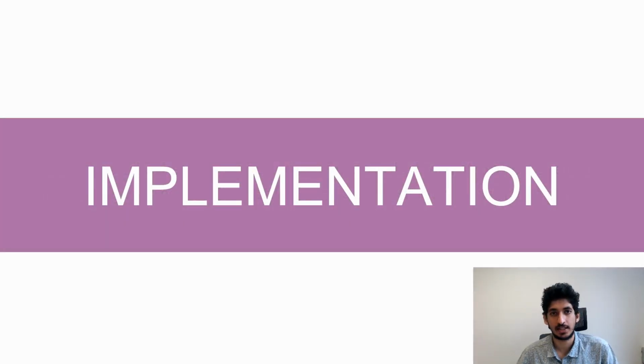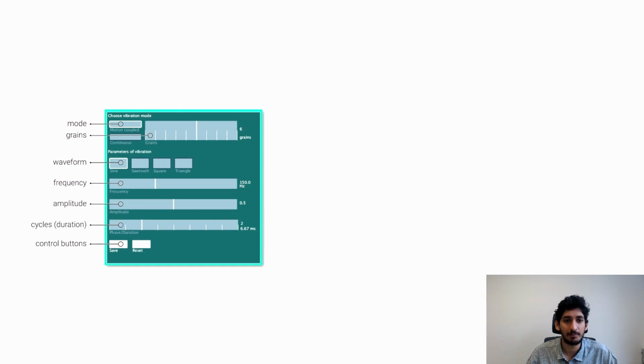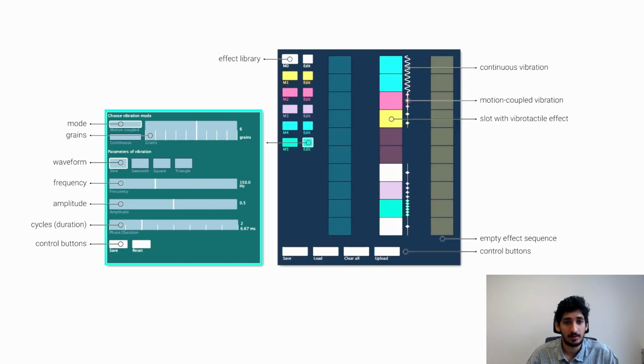To investigate our research question, we created a graphical user interface to design the vibrotactile effects and a tangible user interface to experience those designed vibrotactile effects. We have a computer-based graphical user interface with two screens. The screen which you can see is the material designer, used to design vibrotactile effects using motion coupled or continuous vibration, and it also helps to customize the different vibration parameters. The right screen can be used to stack multiple materials which are designed together to create a symbol.